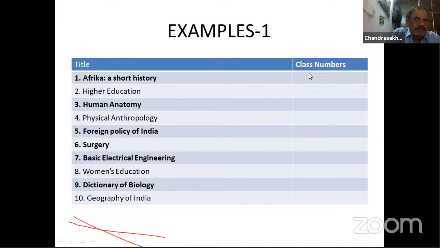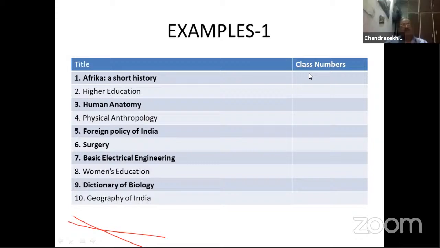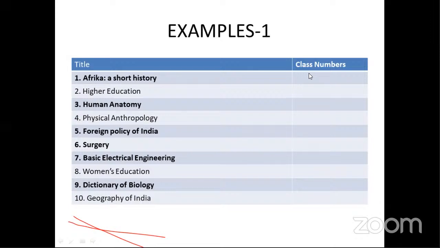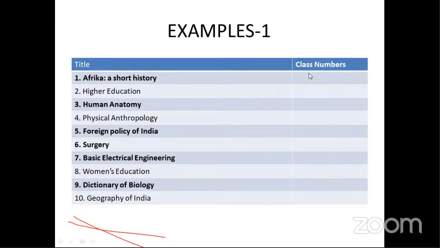Okay. Then geography of India. What is the number for geography? 910. 910 is geography. So 910 geography, 911, 912, 913. 913 is the ancient world, geography of the ancient world. 914 is geography of Europe. You see the third summary there?